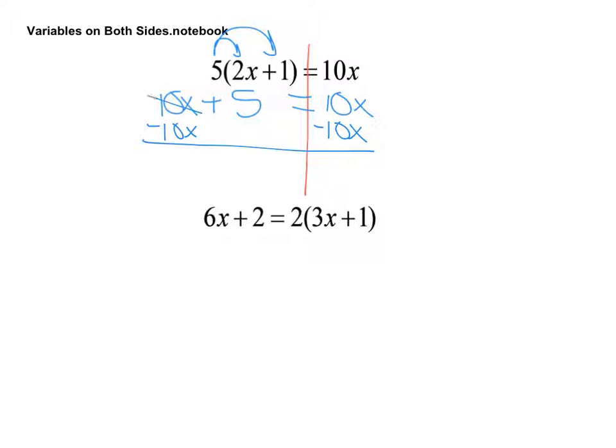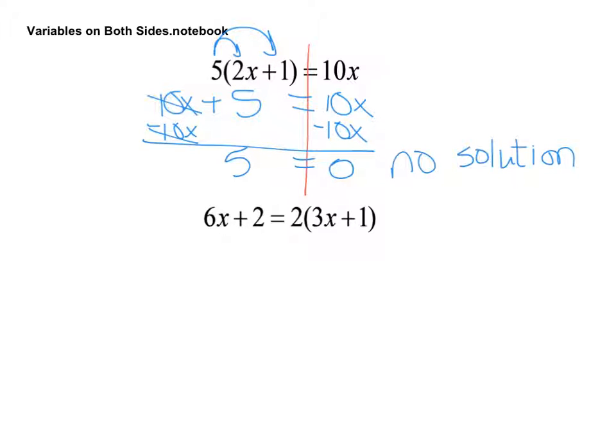10x minus 10x is 0, goes away. I'm left with a 5. Equals 10x minus 10x is what? 0. Is there anything else over there? No. So I get this statement: 5 equals 0. How strange. Well, what you ask yourself is how often does 5 equal 0? Never. And if you get something that can't possibly be true ever, your answer is no solution.